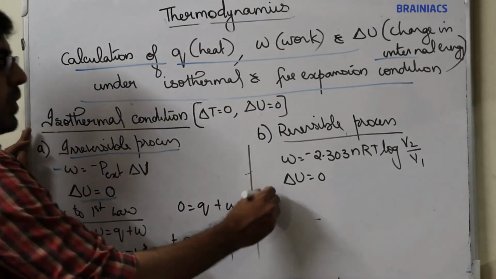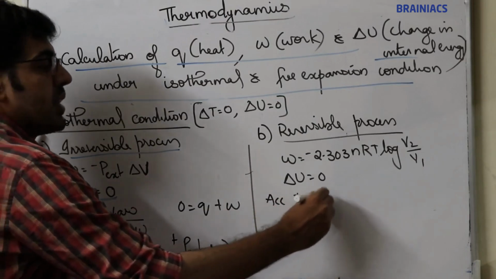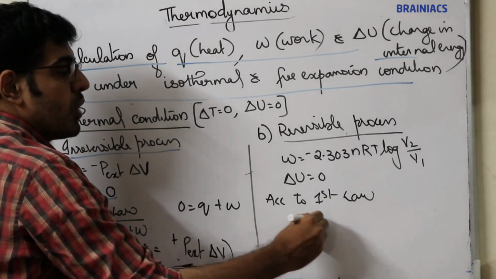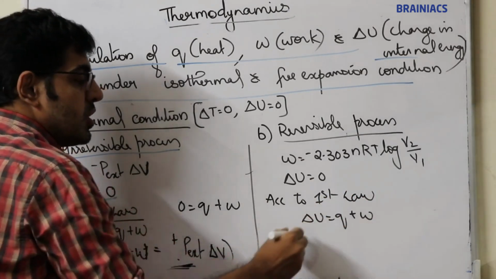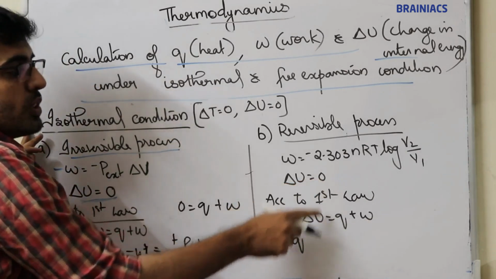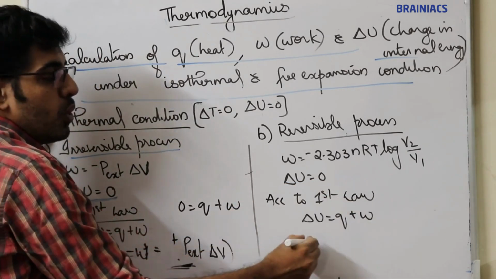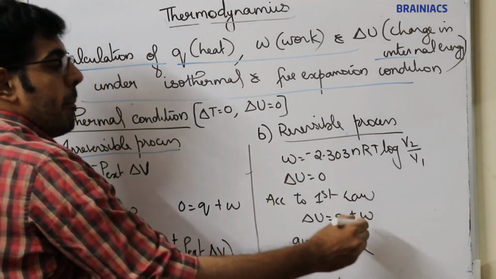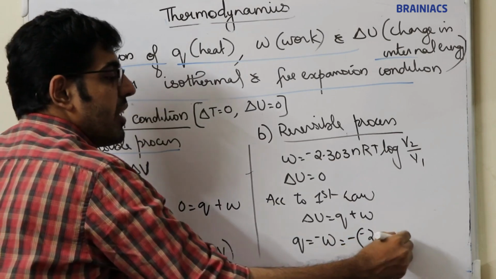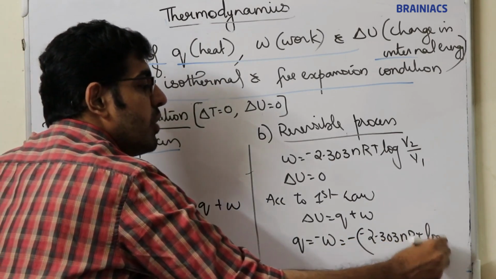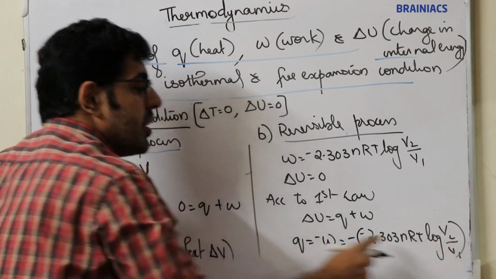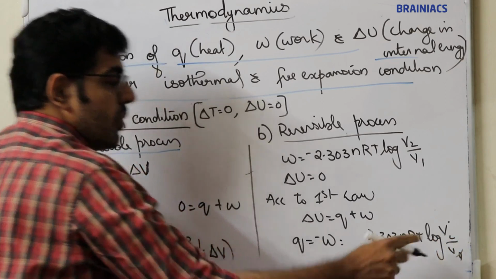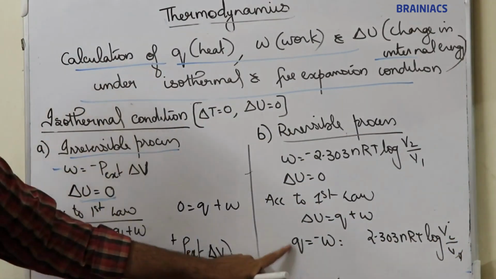Now, according to first law of thermodynamics, we know that delta U is equal to Q plus W. So since delta U is equal to 0, 0 is equal to Q plus W. Q is equal to minus W, which is equal to minus into, what is W? Minus 2.303 nRT log V2 by V1. Minus into minus, you will get a plus value. So 2.303 nRT log V2 by V1. This is equal to Q.